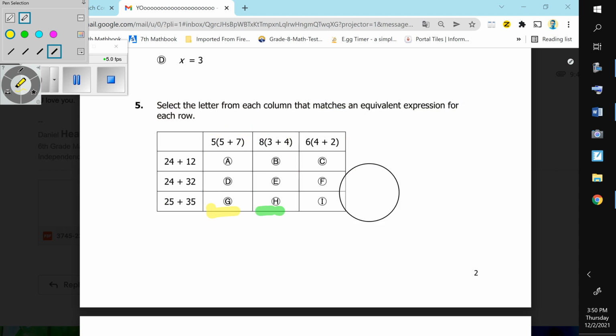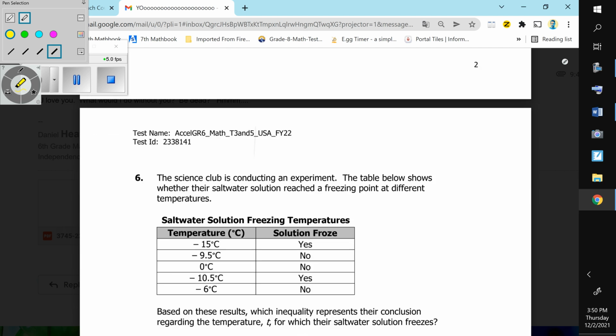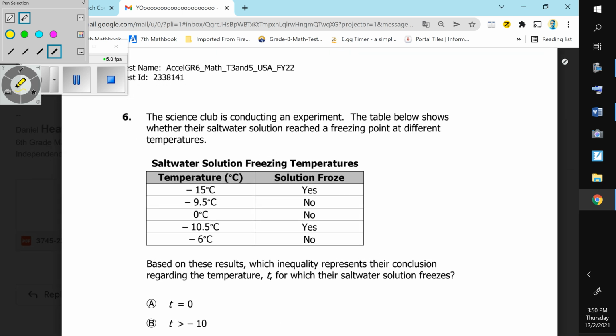Number 5. The Science Club is conducting an experiment. The table below shows whether their saltwater solution reached a freezing point at different temperatures. Here's the table, and it gives you 5 temperatures. In these 2 temperatures, the salt water froze because it was cold enough. In the other 3, the salt water solution was not cold enough.